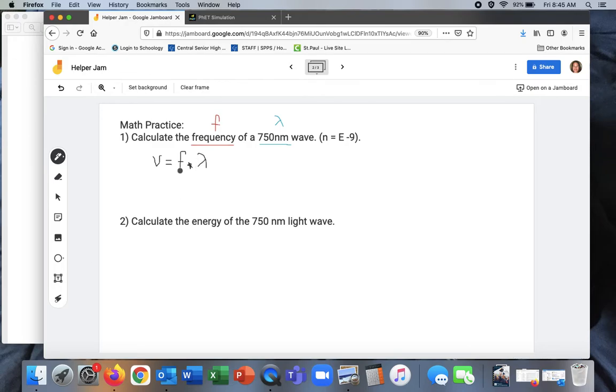So I have v equals f times lambda. To solve for frequency, I've got to move the lambda. So I'm just going to divide by lambda. And my formula turns into frequency equals v divided by lambda.